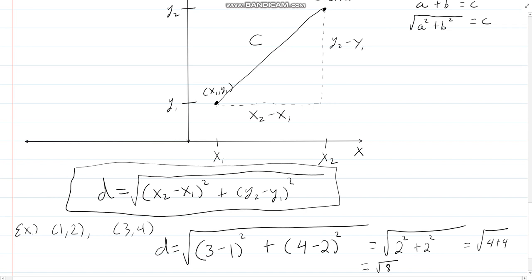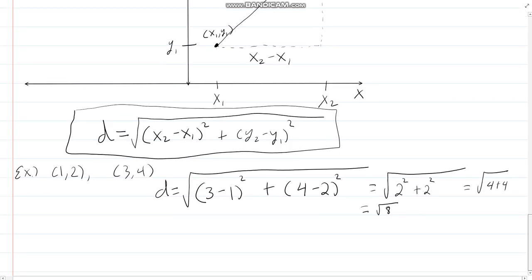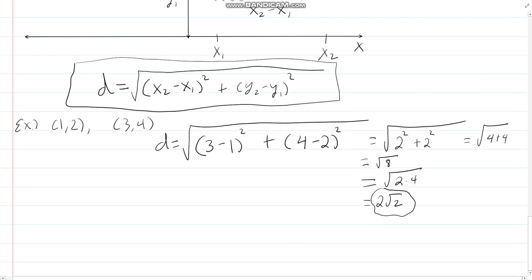8. And in another lecture, we talked about how you can reduce this because 8 is 2 times 4, so that's 2 root 2. That's one way you can do it. I think that was section 1.3 that we talked about that. So hopefully that helps with how you can use this formula. It's pretty easy. It's not too bad. It is just another formula that we can use.